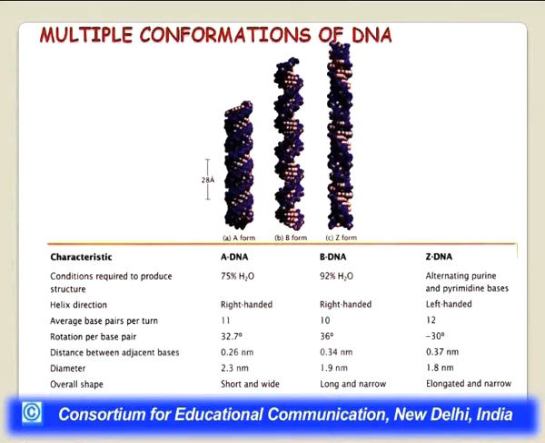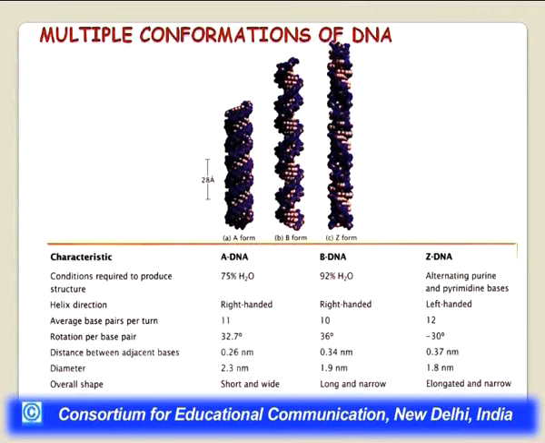The rotation per base pair is minus 30 degrees, obviously because it is a left-handed helical structure. The distance between the adjacent bases is 0.37 nanometers and the diameter, or the width, of the DNA molecule is 1.8 nanometers. So, it is again an elongated one, but the basic difference is that it is a left-handed helical structure and the overall shape is elongated and narrow. So, this is about the multiple conformations of DNA.